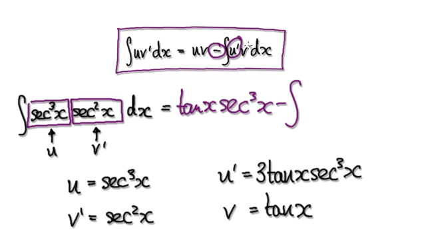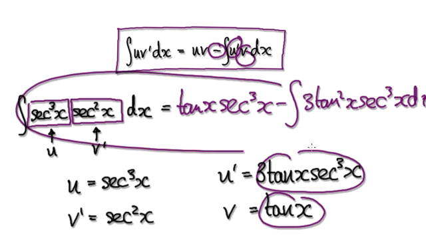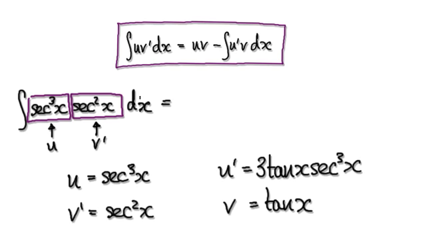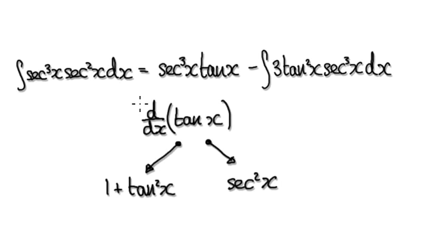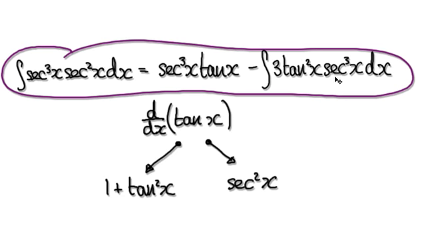Now it's saying get u prime times v. So that would be 3 tan squared x secant to the power of 3 x dx. So this whole thing here will then become this. So put everything in there. It will then give you this.